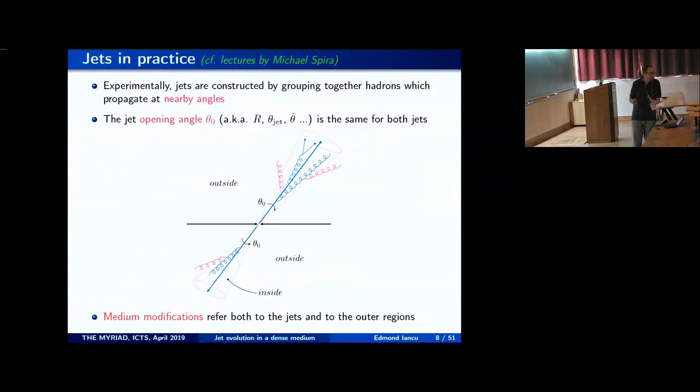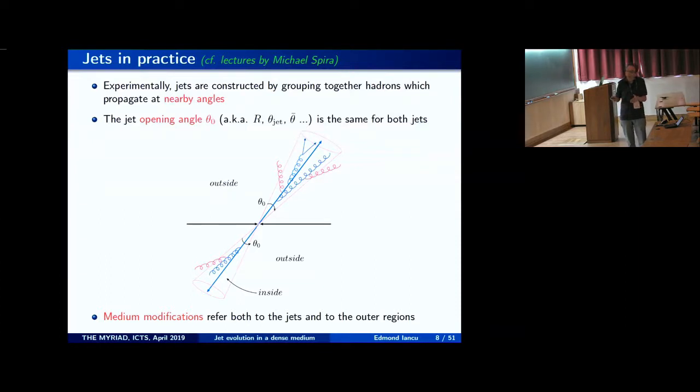The dijet asymmetry was mostly about outside. The away jet has lost energy because the radiation has been pulled to large angles. But now I'm looking at what remains inside the small angle. What remains inside the jet in the medium, is it the same as what remains inside the jet in the vacuum or not? What remains inside the jet is called the fragmentation function.